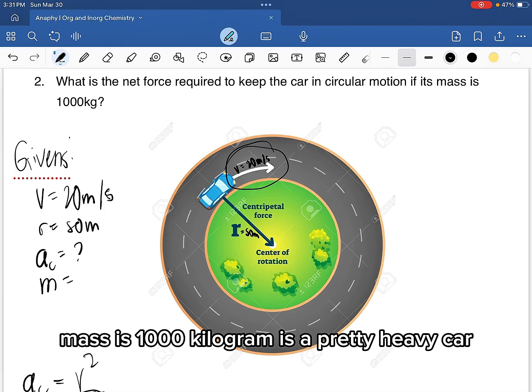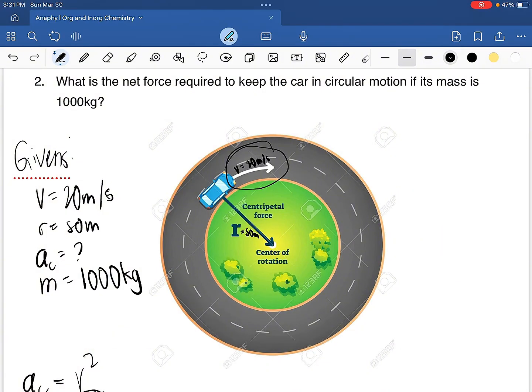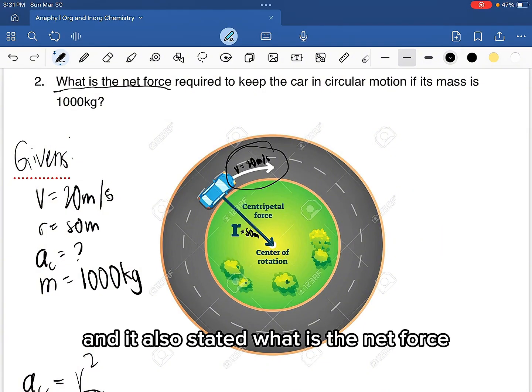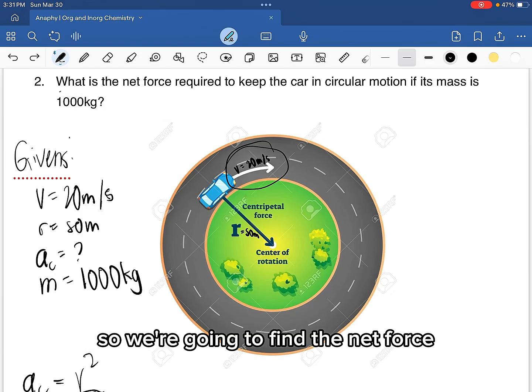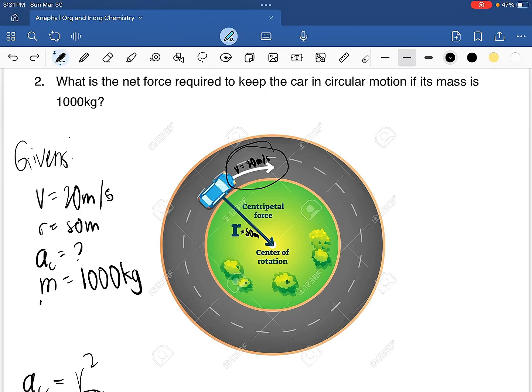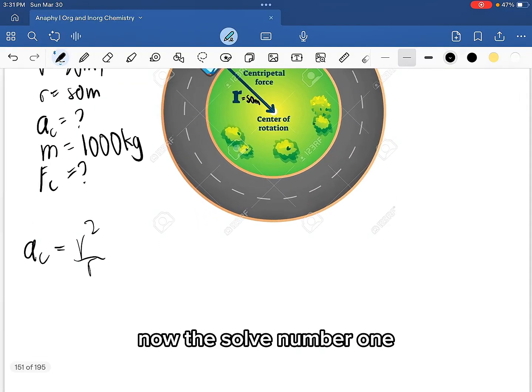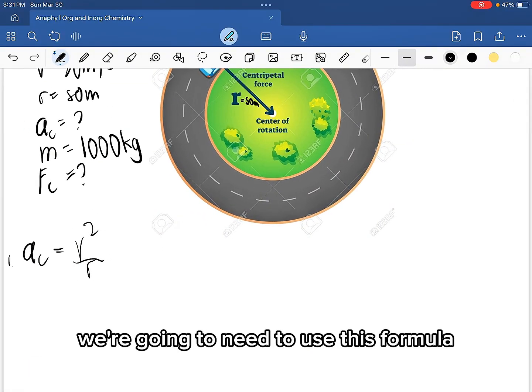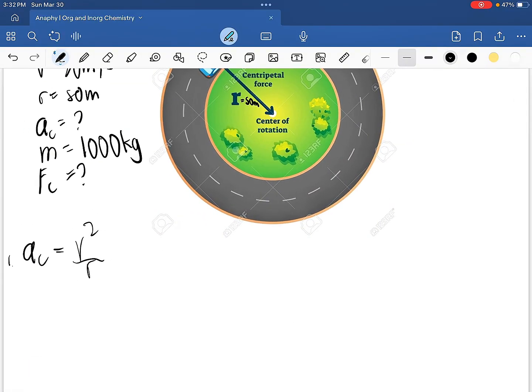Mass is 1,000 kilograms. That's a pretty heavy car. And it also asked for the net force. So we're going to find the net force, which is also the centripetal force with the symbol F_c. There you go. Now, to solve number 1, we're going to use this formula.